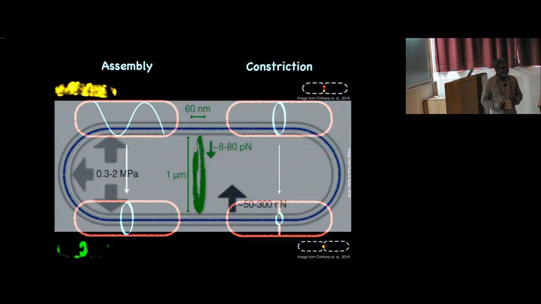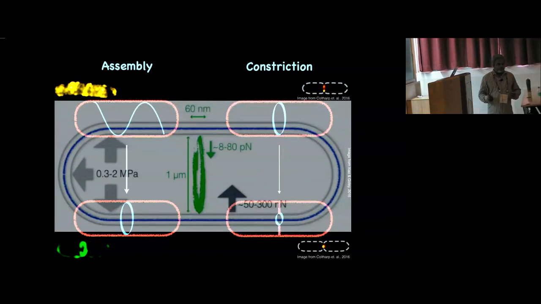But FtsZ does need ATP? It needs GTP. Yes, for its polymerization. So the question is, does it need GTP to assemble into these polymer structures? Yes, FtsZ is a GTP-dependent polymerization, and its hydrolysis is also dependent on polymerization. So only upon polymerization does GTP get hydrolyzed.